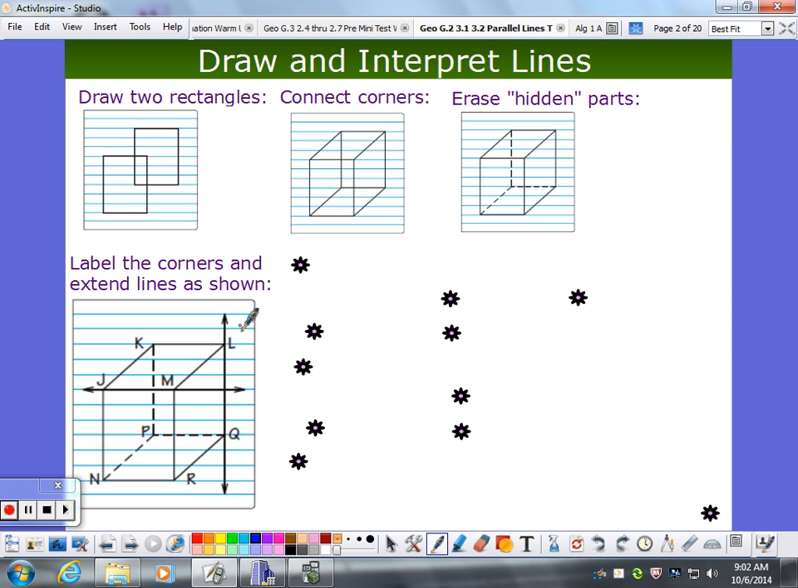And see if you can draw. We're going to do a little three-dimensional drawing here. So you're going to make two rectangles like this. See if we can make two rectangles like this. We're doing it? Okay? All right.